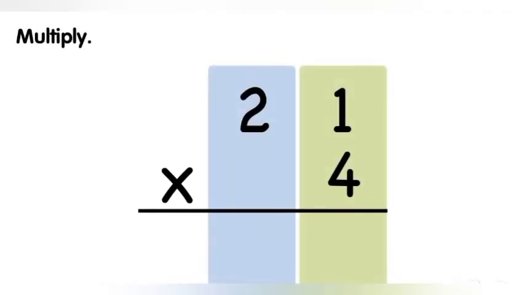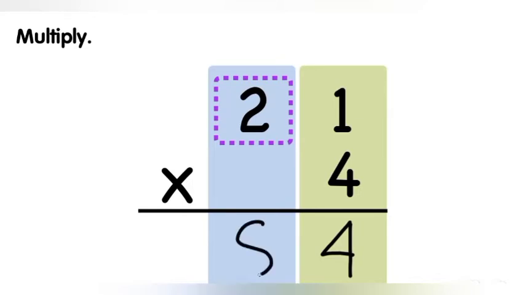Let's find 21 times 4. First, multiply the ones by 4. 1 one times 4 equals 4 ones. Next, multiply the tens by 4. 2 tens times 4 equals 8 tens. 21 times 4 equals 84.